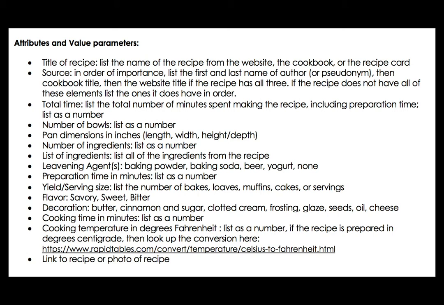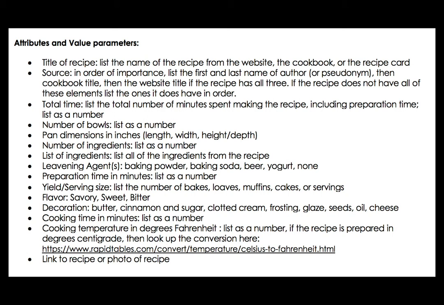Users should list the first and last name of the author or the pseudonym first, then the cookbook title or the website title if the recipe has all three. So all of those things should be included, but if the recipe doesn't have all of the elements, then you can just list the ones that are there.